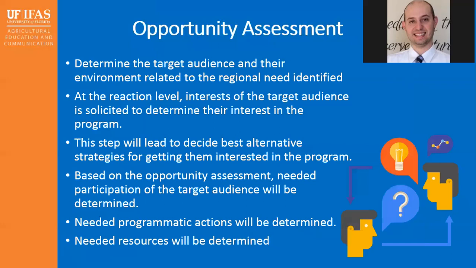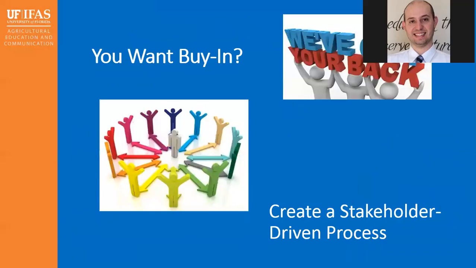It also helps you identify programmatic actions and the resources that you need. As we mentioned within the prioritization exercise, resources and resource availability is something that's important, and this opportunity assessment is how you would do it. So it's really looking at what's out there, what you can do and what you have available, and then making an informed decision on how you design your program accordingly.